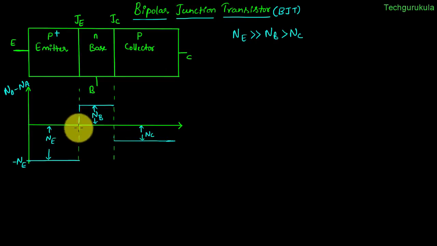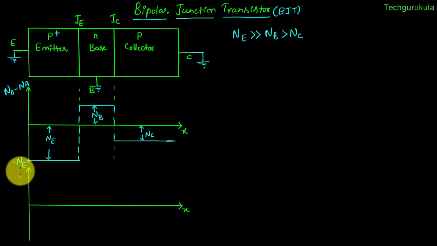If you see here, the doping profile is changing abruptly at the junctions. Emitter to base there is an abrupt change of doping, and base to collector there is an abrupt change. As we are assuming this BJT is in equilibrium, which means there is no net current flowing through it, equivalently we can assume that all terminals are grounded.